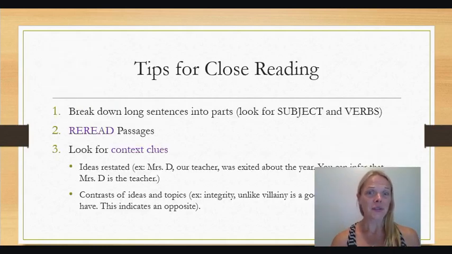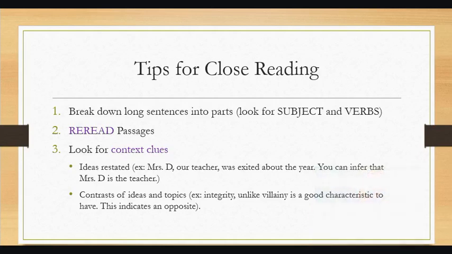So some tips for close reading are to break down long sentences into parts. Maybe you find the subject and the verbs, for example. You're going to reread. You're going to look for some context clues. Examples I have are ideas that are restated. For example, Mrs. D, our teacher, was excited about the year. Merely from that sentence, you can infer that Mrs. D is the teacher. And I love teaching.